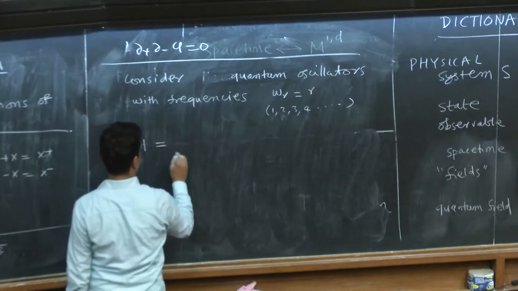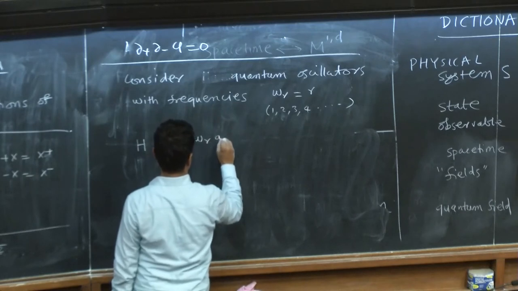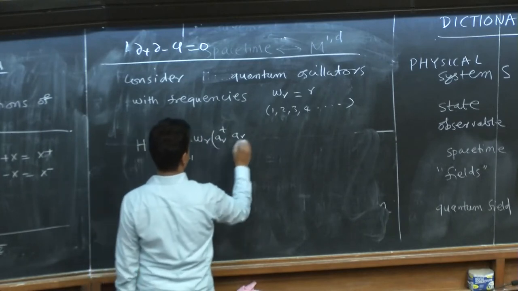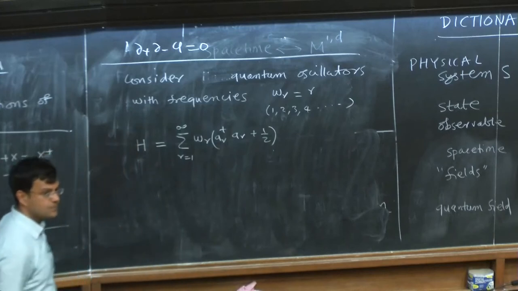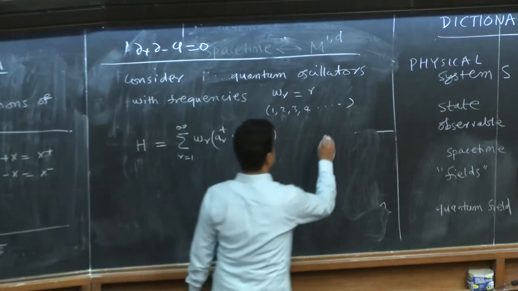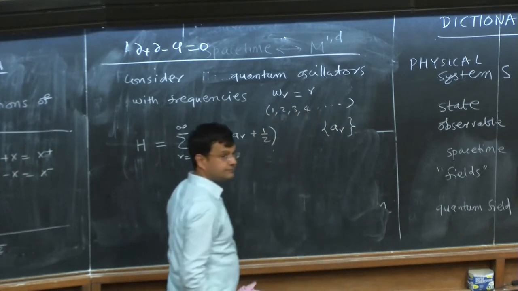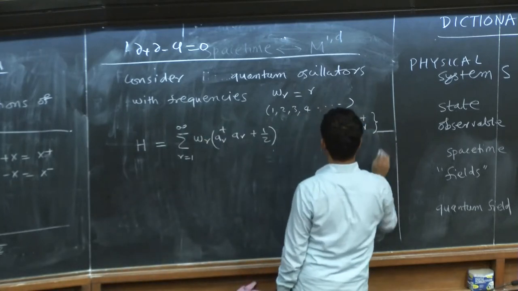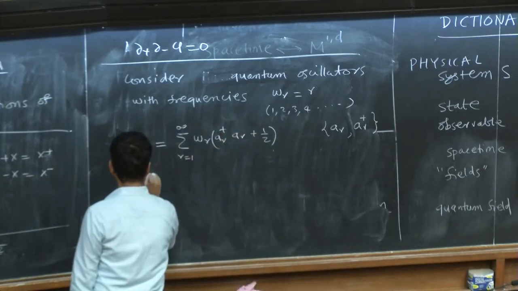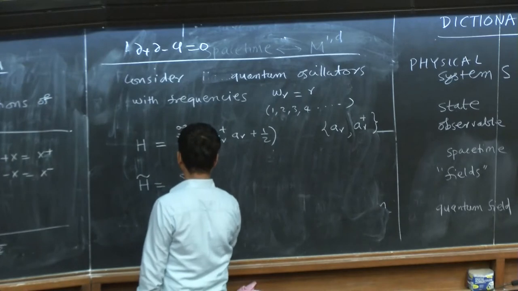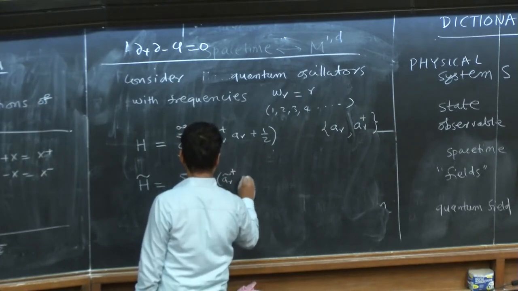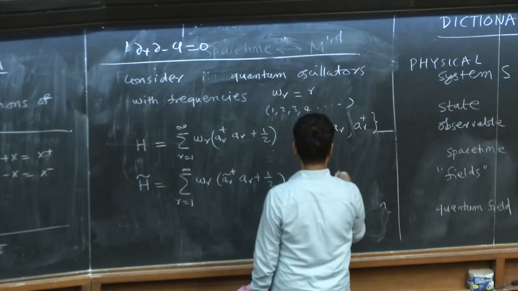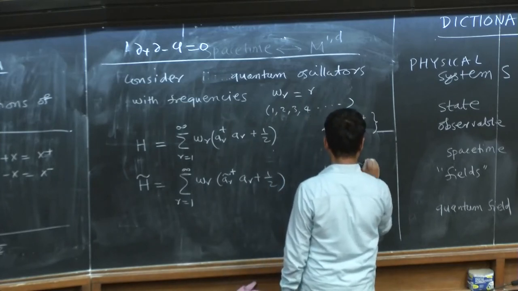The Hamiltonian is just going to be the sum of omega r, a_r dagger a_r plus a half, summed from r equal to 1 to infinity. So I have an infinite selection of operators a_r and a_r daggers. I can also consider an identical system with a tilde, with the same property, a_r tilde dagger a_r tilde plus half. So I have another set of operators, a_r tilde dagger.